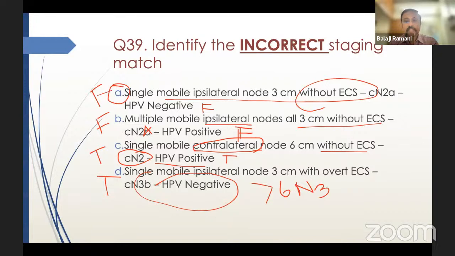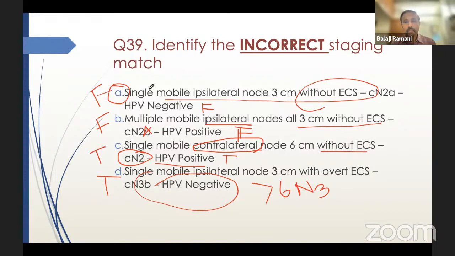Yes, everything else is ECS negative. Whenever a node is ECS positive, clinically overt ECS, straight away it goes into N3B. N3B is the only one which will have ECS positive. So whenever a node is ECS positive, it straight away goes into N3B. Only N3B will be ECS positive. Okay, right.